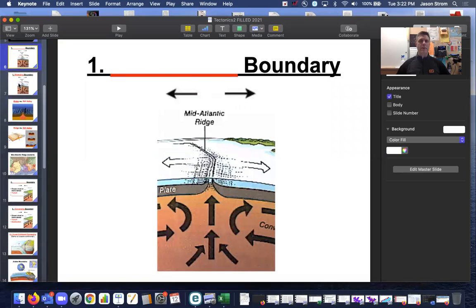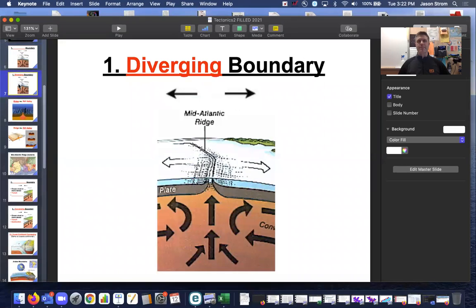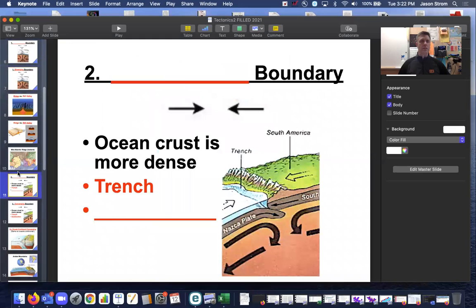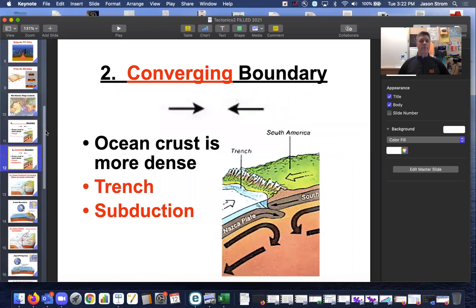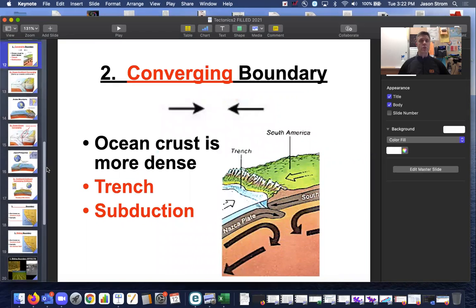So the first type of boundary, diverging boundary. That's when plates are moving away from each other. Mid-Atlantic ridge is a great example. Second type, converging boundary, where plates are moving towards each other. So diverging, they're moving away from each other. Converging, they're moving towards each other.